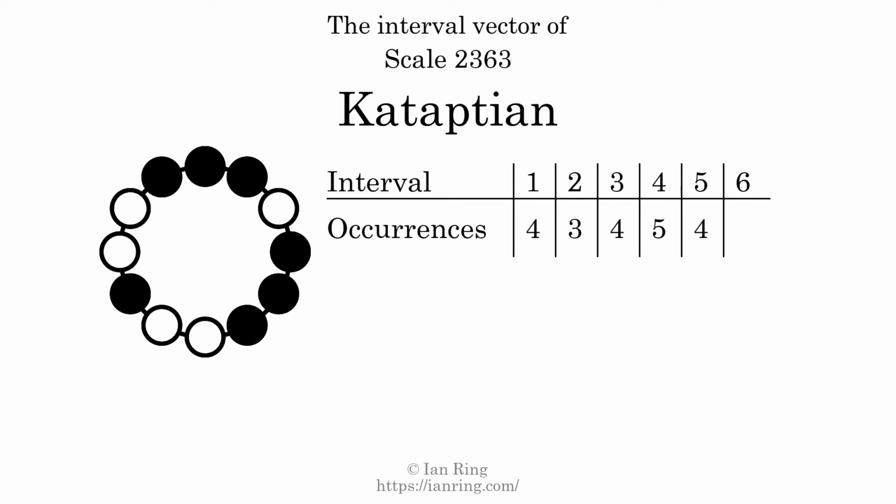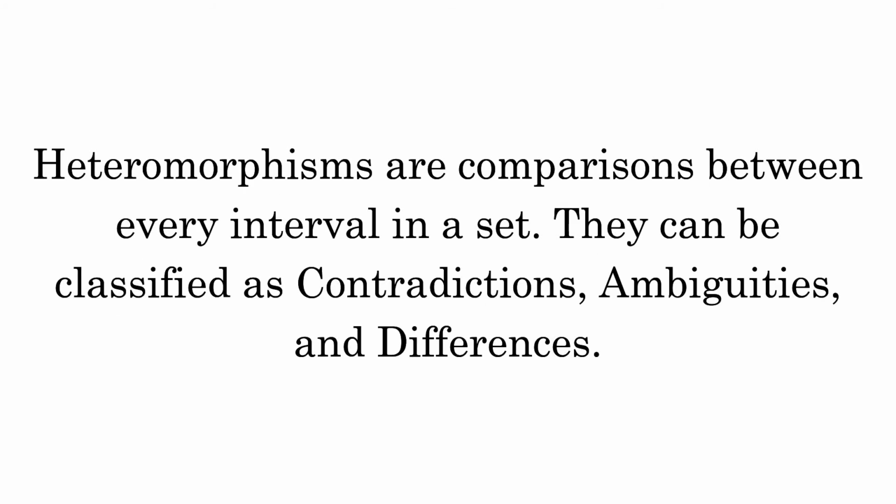There are 4 intervals with the size of 5 semitones. They are here, here, here, and here. There is 1 interval with a size of 6 semitones. It is here. Each interval does not appear in this scale a unique number of times, so this is not a deep scale. Heteromorphisms are comparisons between every interval in a set.